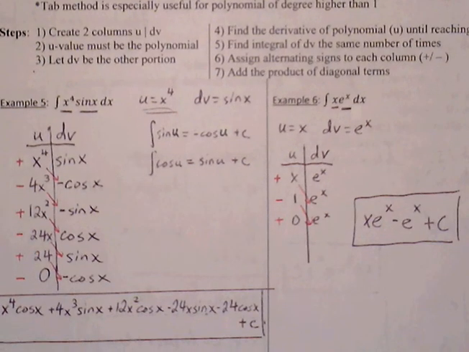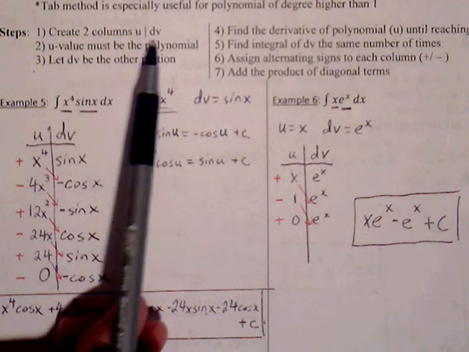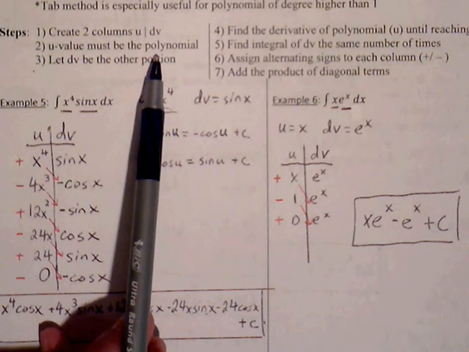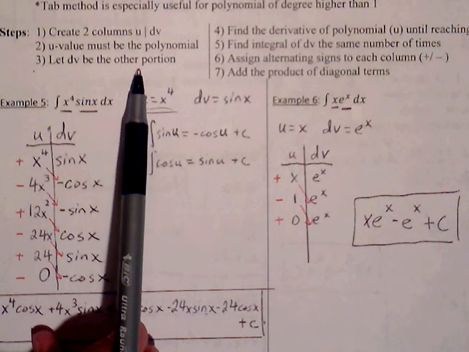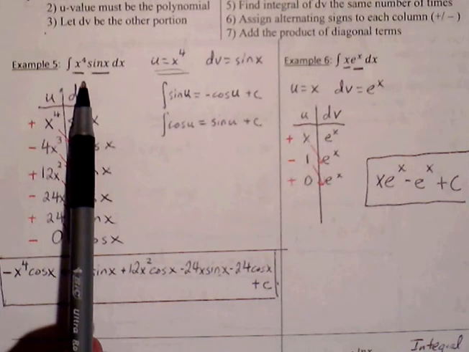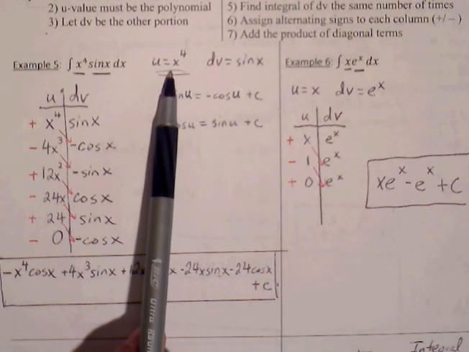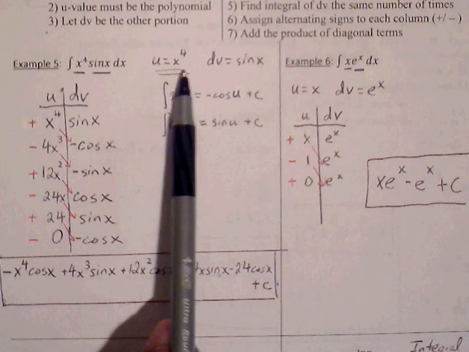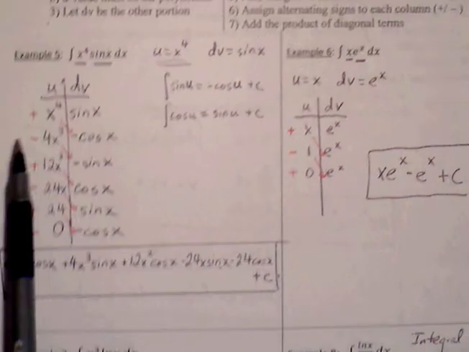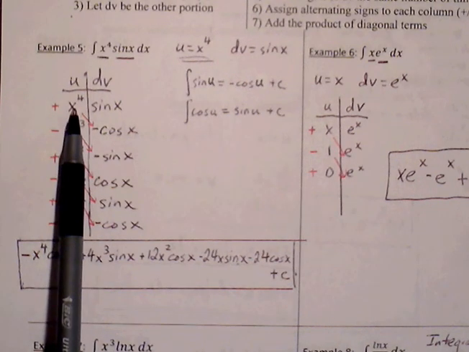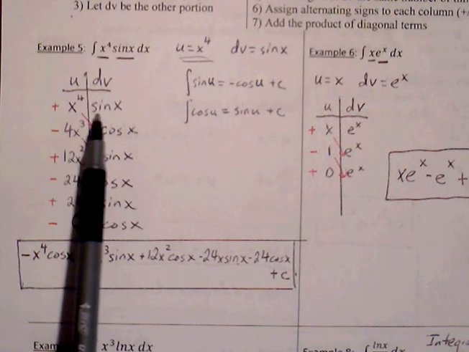Okay, so the steps that we're going to take, we're going to create 2 columns, one representing the u value, the other representing the dv. Again, the u value must be the polynomial or the algebraic expression, and the dv will be the other portion. So back to example 5, we have x to the fourth versus sine of x. Again, polynomial is going to beat out the trig function, so x to the fourth is u, dv is sine of x. We create 2 columns, so we have u and dv, and we put our u value x to the fourth as the first value in the column for u, and then under dv we put sine of x.